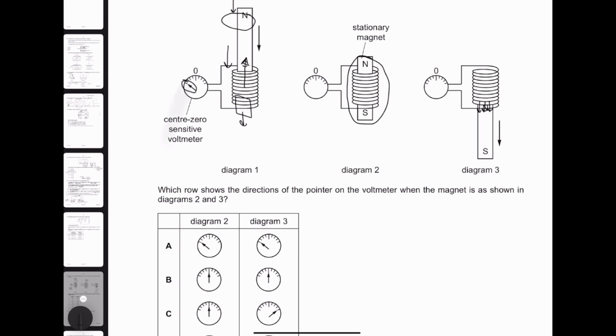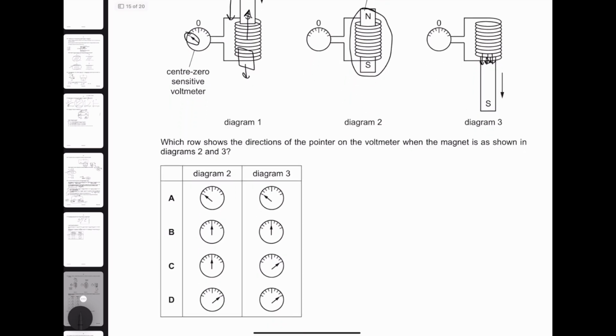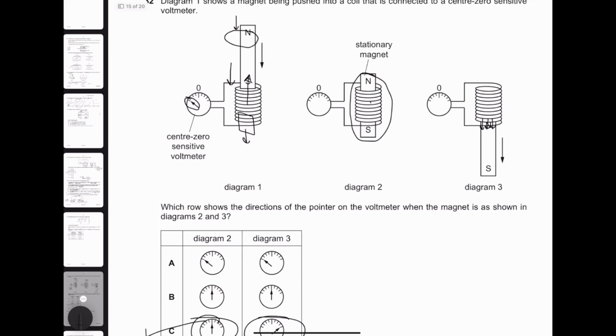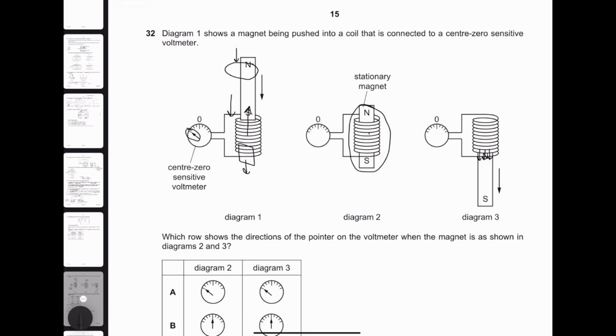So when it is entering, it is towards the left. When it will try to leave, it will be towards the right. So towards the right is only this one. And when it's in the middle, it will point in the middle. So the correct answer should be C. Just think about it. Go through the Lenz's law theory from your coursebook. You will understand this properly.